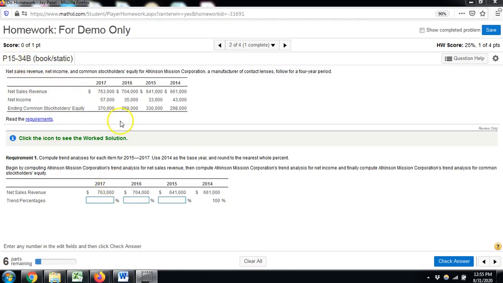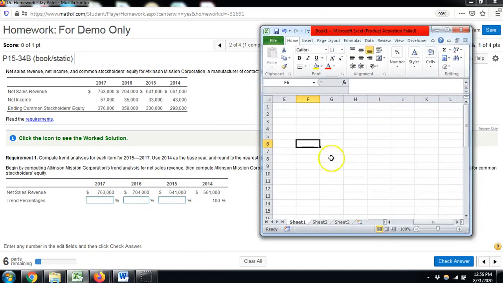This is P15-34B, and basically we're going to be working with some trending. So the first requirement is compute the trend analysis for items from 2015 to 17, and we're going to use 2014 here as the base year. Okay, so let's first compute these percentages. So this 661,000 is going to be our base number that we're going to use to compute the trend for these 3 subsequent years. So let's just set it up in Excel.